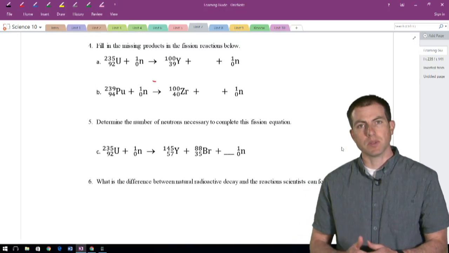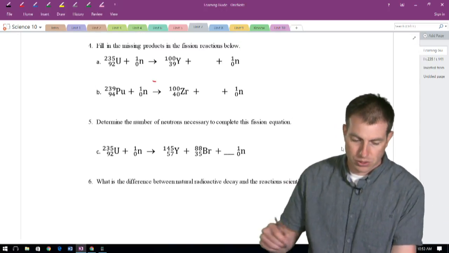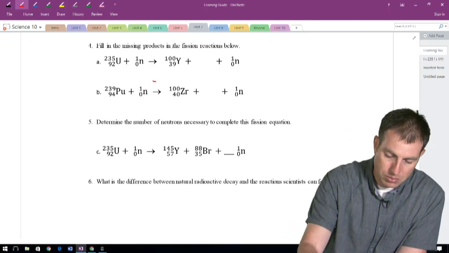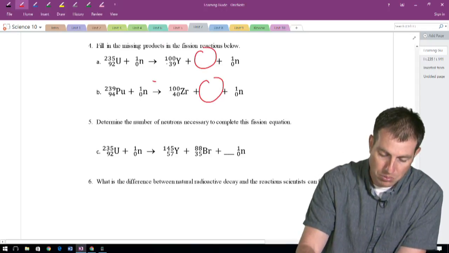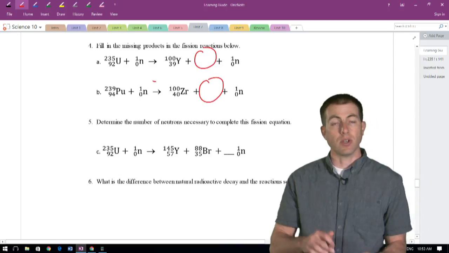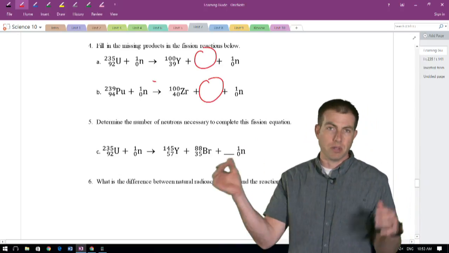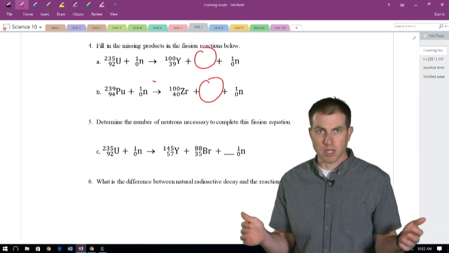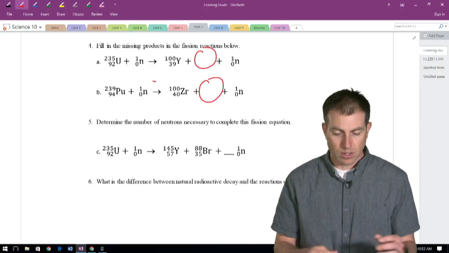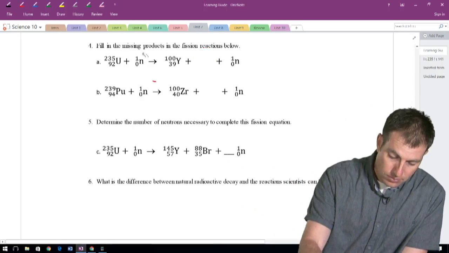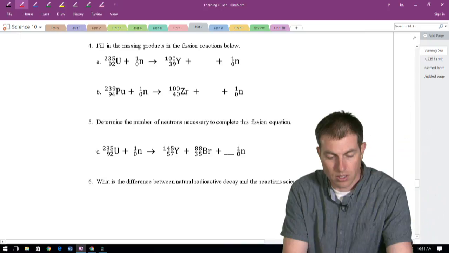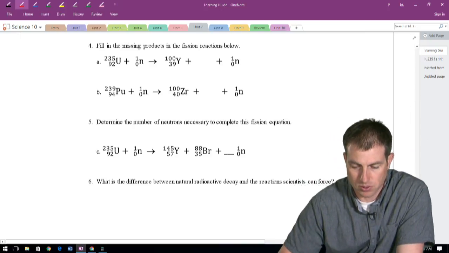Just like the examples we did in class, on these few questions, you need to try to fill in the blanks, and you just need to do the math. The top lines have to add up on either side of the arrow. The bottom lines have to add up on either side of the arrow. These are just basic math.